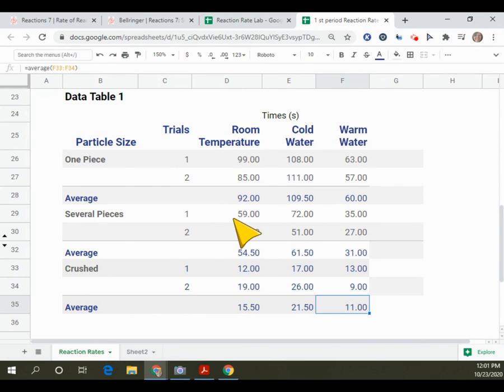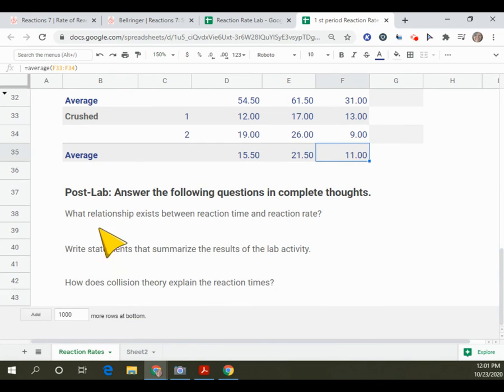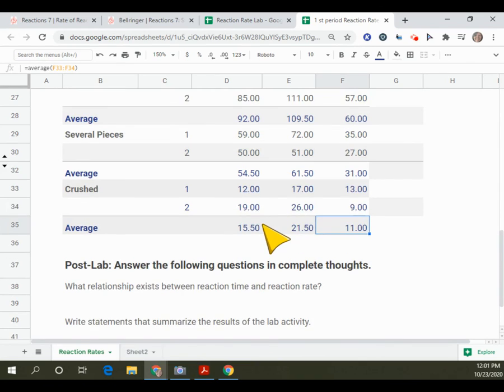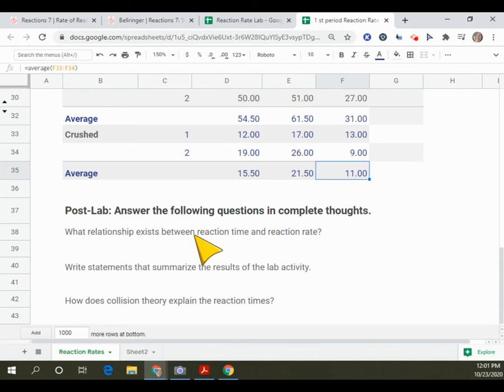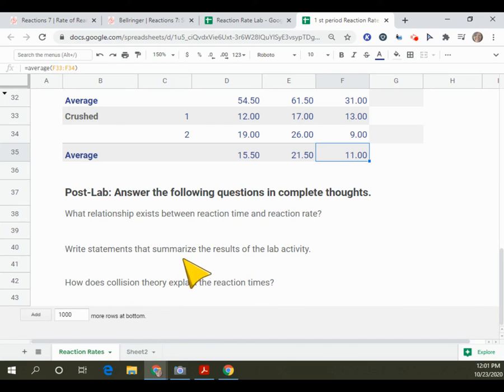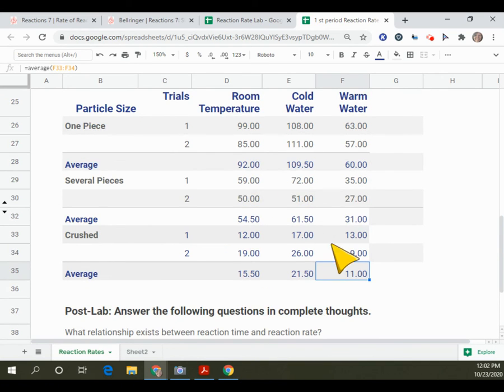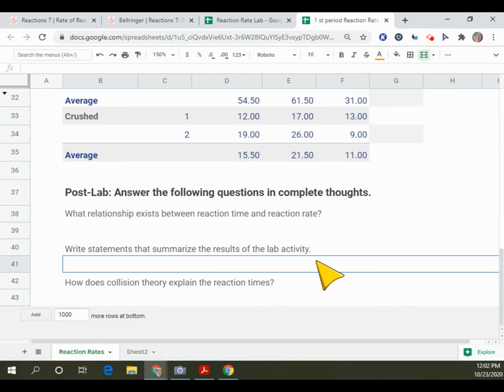All right, so we can see our data table, and now it's time for you to analyze the data. We are going to use all of these numbers, and you can start answering these questions. What relationship exists between reaction time and reaction rate? So we look at the time. How did the time change as you saw those reactions happen? Write statements that summarize the results of the lab activity. What did we do? What did we find out? What did we see? Type that in this box.